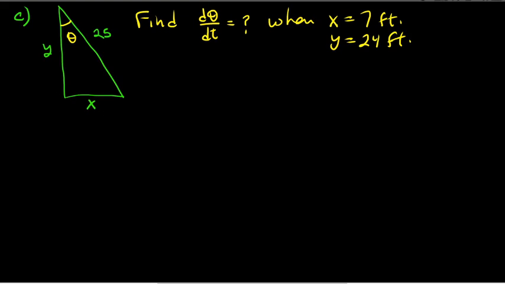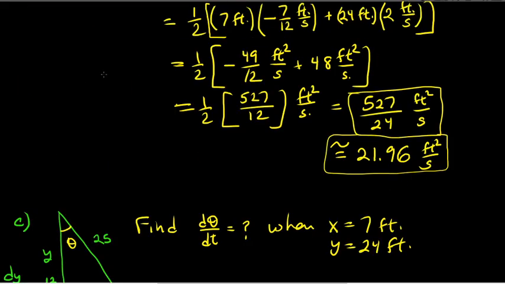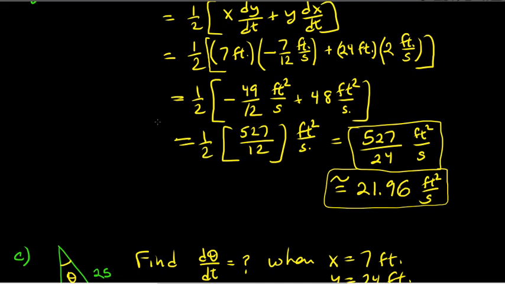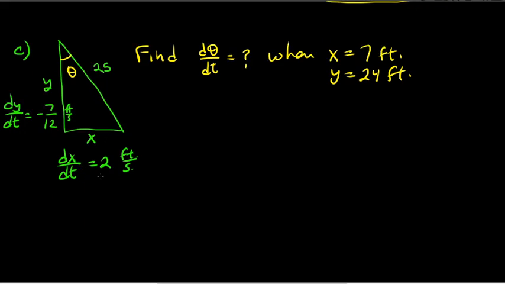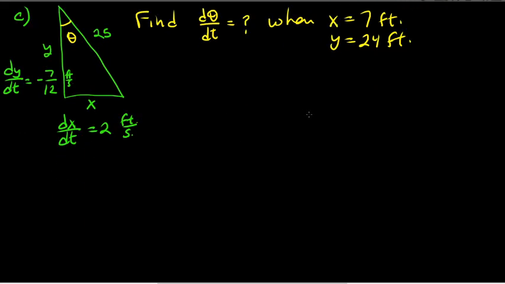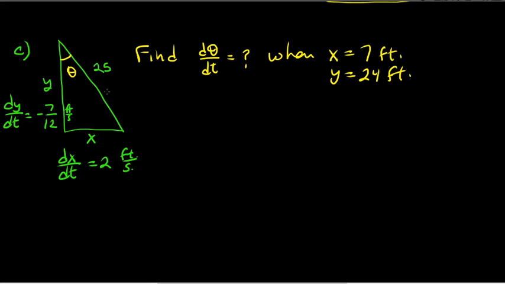How do we go about doing that? Well, again, remember, we know that the derivative of x is 2 feet per second. And we found in part A, the derivative of y is negative, is it 12 over 7 or 7 over 12? 7 over 12, I got it backwards. Okay, so negative 7 over 12 feet per second. Sorry, I'm in the triangle now. So this was given, this we found in part A. What we're looking for is the rate of change of the angle, right?